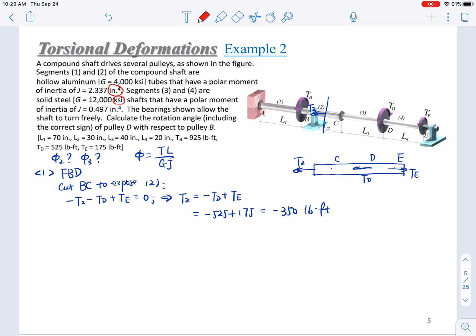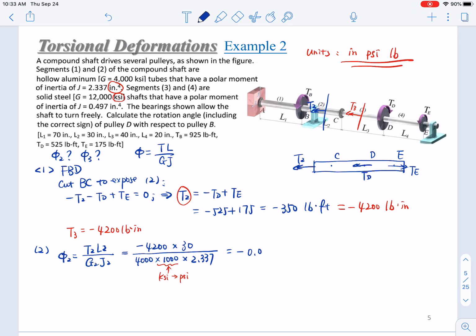Again, I need to emphasize the importance of using consistent unit systems. In this example, we're using units like inch, psi, and pounds. These are consistent units. So the result will be negative 0.01347 radian.